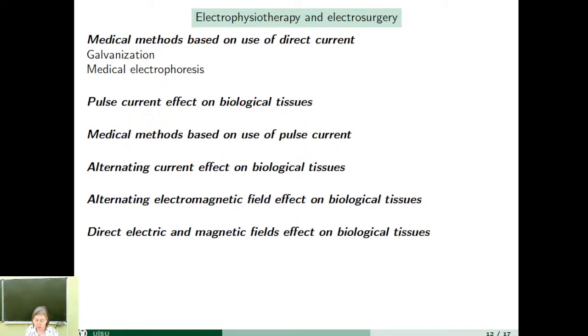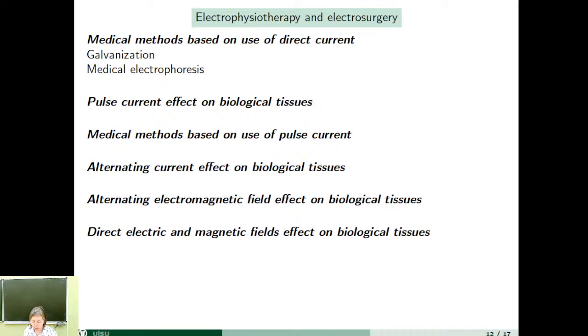If frequencies are low, alternating current, similar to pulse current, causes irritation of excitable tissues. If frequency is high, when the charged particles' shift is not great in tissues, a thermal effect takes place: tissue heating as a result of current flowing.